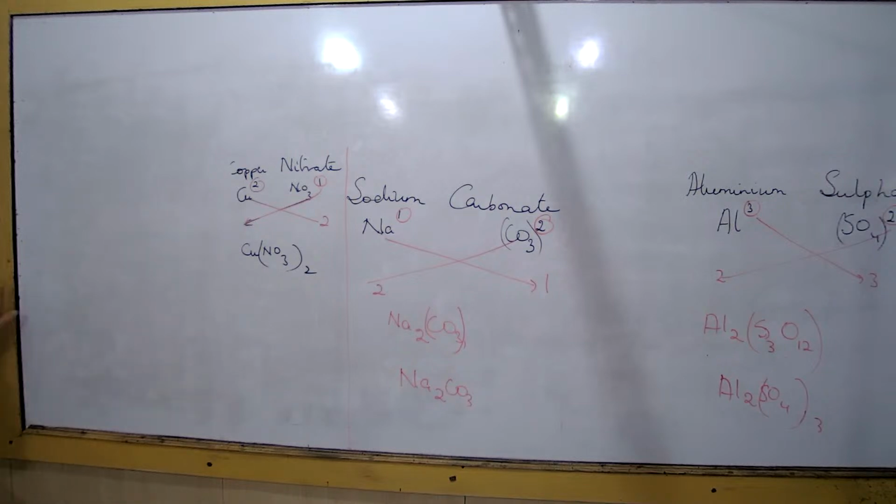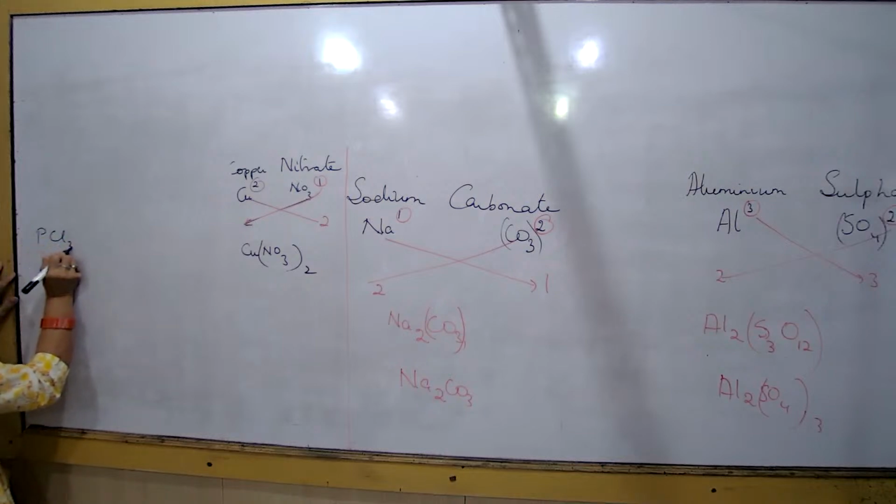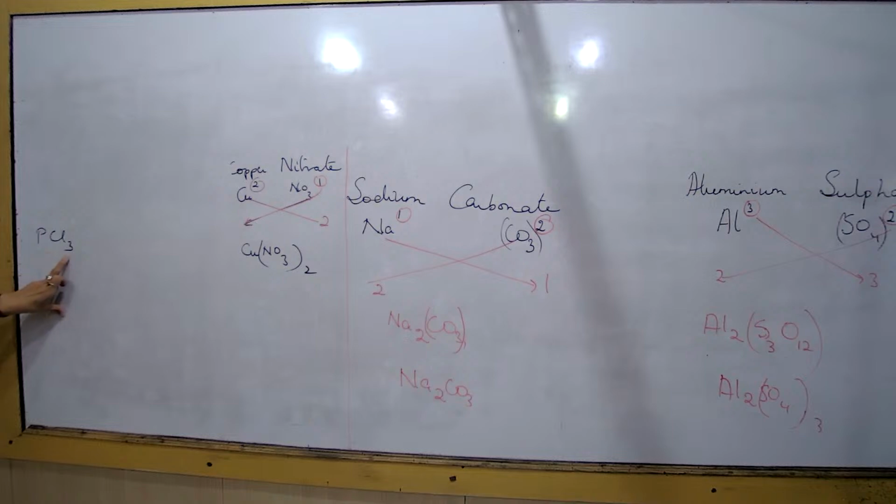Suppose you've got 2 non-metals, PCl3, non-metal, non-metal. This is tri. This is phosphorus. Phosphorus trichloride. If you've got SO2, non-metal, non-metal, sulfur dioxide.